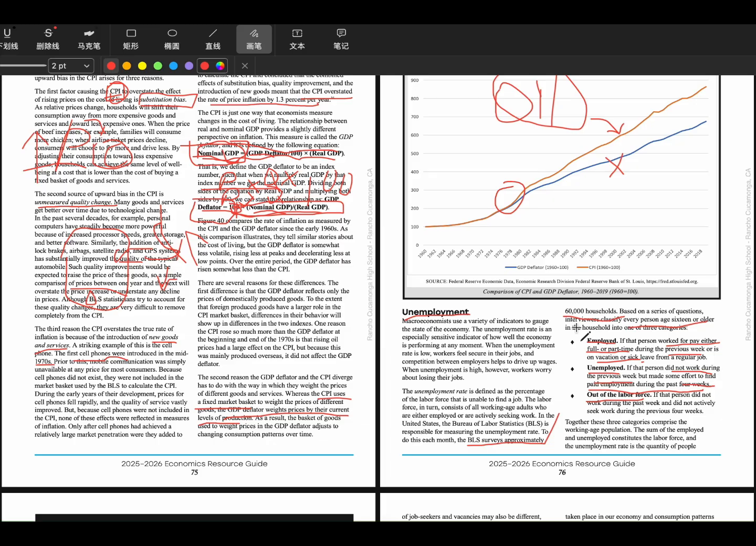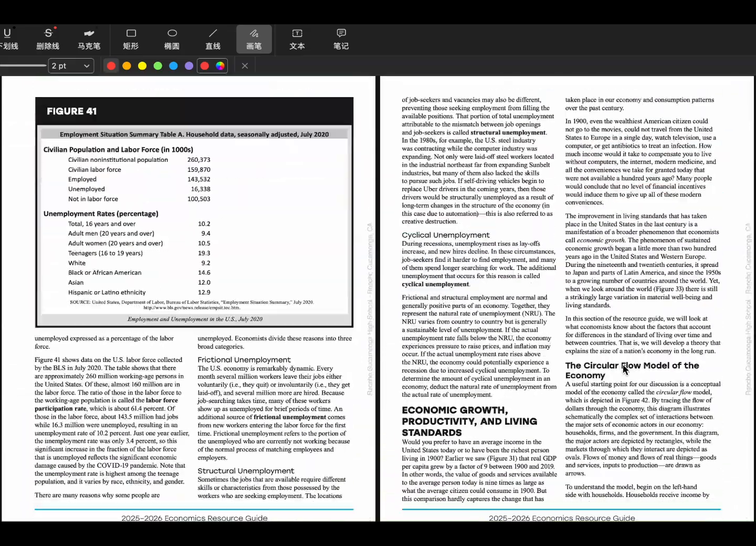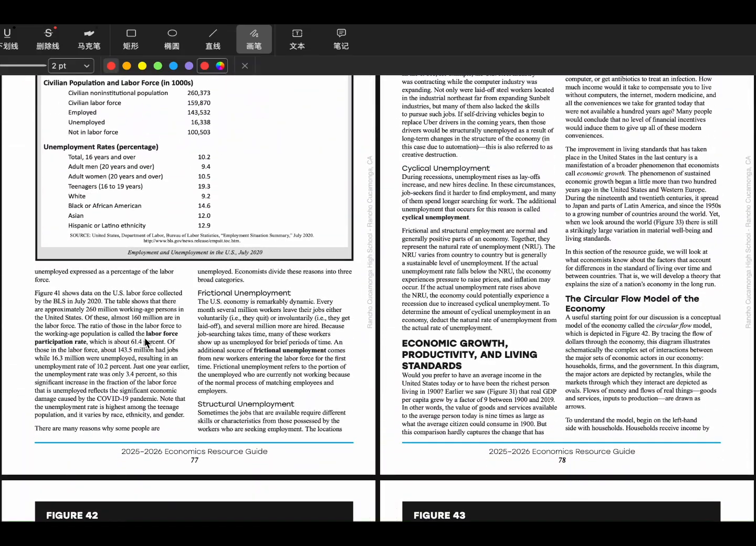But there is actually a third category, out of the labor force. If the person did not work in the past week and did not actively seek work in the previous 4 weeks, for example, I never tried to find a job in the previous 4 weeks, neither did I work in the past week, I'm out of the labor force. I'm not even unemployed because I didn't make an attempt to even find a job. So those are the three categories by which the BLS tries to categorize humans by their level of working. Now, here's a rate that we also have to know: labor force participation rate, which is 61.4%. Here's something that you have to remember: 61.4%.